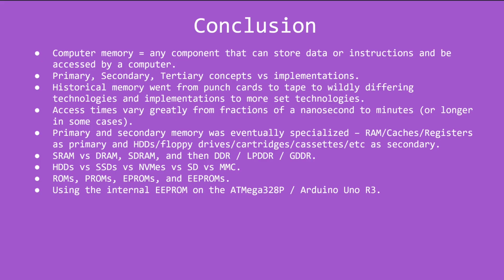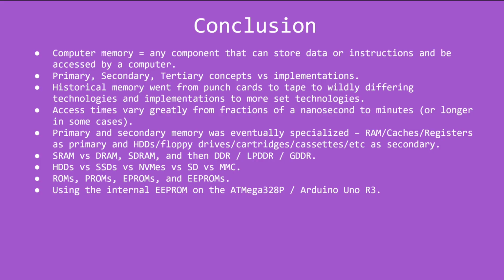So I just threw a lot of information at you, so let's wrap up by recapping. Computer memory is any component that can store data or instructions and be accessed by a CPU, or a computer, I really should say. We've talked about primary, secondary, tertiary concepts versus how we implement them. Primary would be CPU registers, caches, RAM, all volatile memory. Secondary is your hard disks, floppy disks, CDs, flash drives, etc. Those are non-volatile. Tertiary is more of a concept of backup and archive. How that's been done has changed over the years.